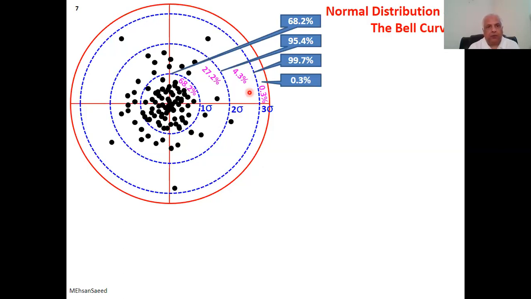I said you could be a novice, you could be an amateur, you could be a professional, you will have more or less the same shoot. The only difference is that in the case of a professional, the standard deviation would be very small. It would be a much compressed shoot. But in the case of an amateur or novice, the standard deviation would be large, or the spread would be large.